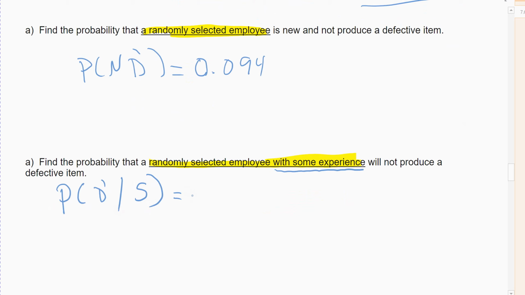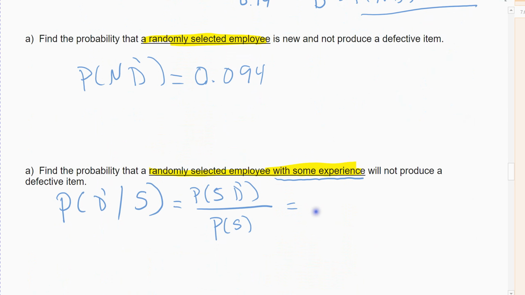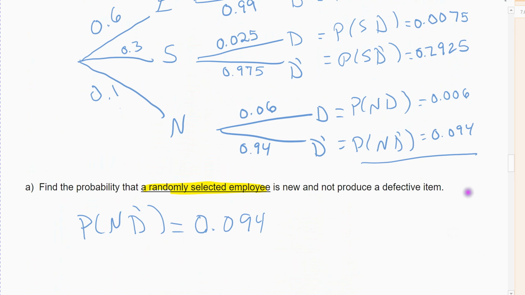Alright, so probability they are not getting a defective item given it's an employee with some experience. This is actually one of the ones on the tree, but I'm going to write out the formula because I think it's just a good rule of thumb to write out the formula. So the formula is, we divide by the probability they have some experience. Up top is the and statement. They have some experience and the item's non-defective. Probability they had some experience was 0.3. Probability they had some experience and the item's not defective was the 0.2925.